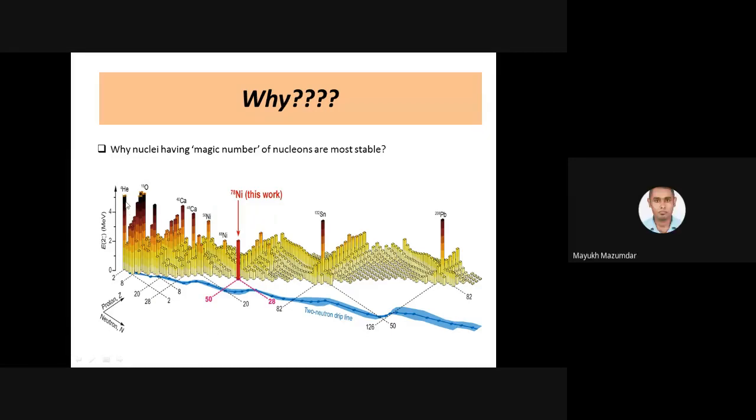Yeah. So this was also the question: why do these nuclei have such high stability? Higher stability means higher binding fraction or binding energy.